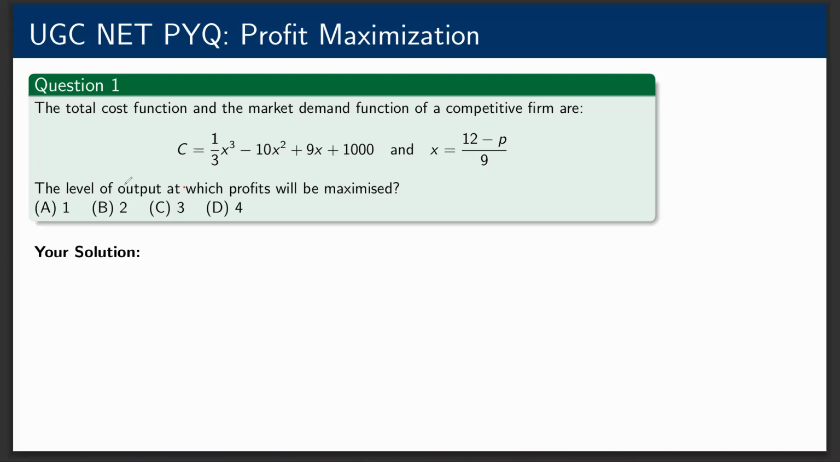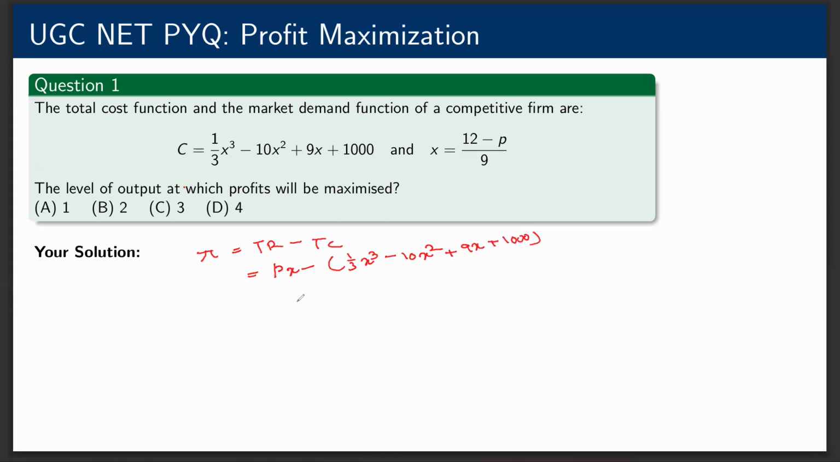Now I have to calculate profit. How to calculate profit? We know profit is indicated by the term pi. That is equal to total revenue minus total cost. So how to calculate total revenue? It is given that it is a competitive firm. So total revenue equals price into quantity, quantity is X here, minus total cost. It is equal to 1 by 3 X cube minus 10 X square plus 9X plus 1000.